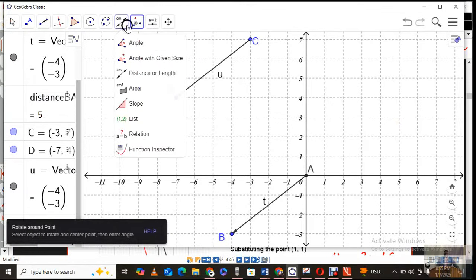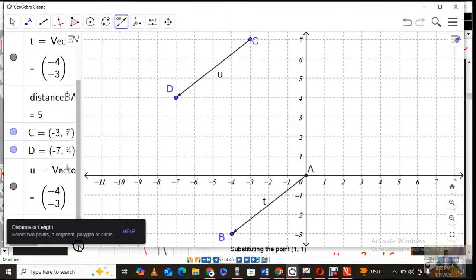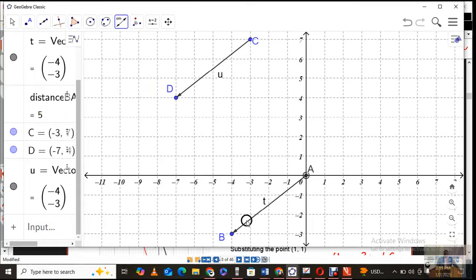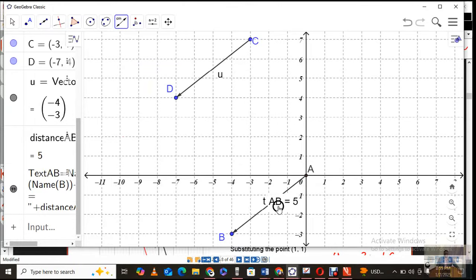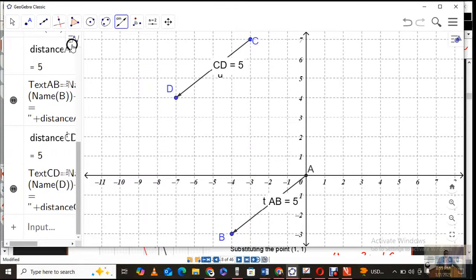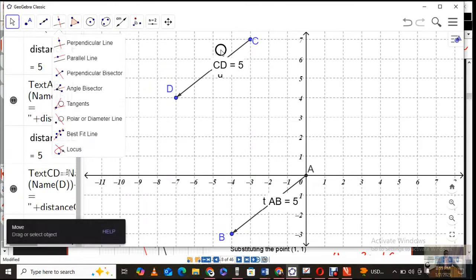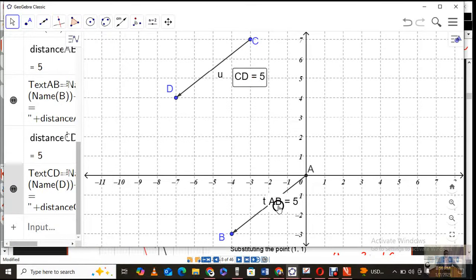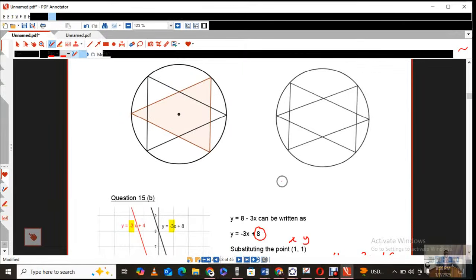I'm going to choose the distance or length tool. It says select 2 points or a segment. If I select this point and that point, can you see it tells me the distance is 5 units? The same if I put that point over there and this point over there, the distance is nothing but 5 units. But you don't have the software in the exams. So what do you use? I already alluded that you must use Pythagoras.